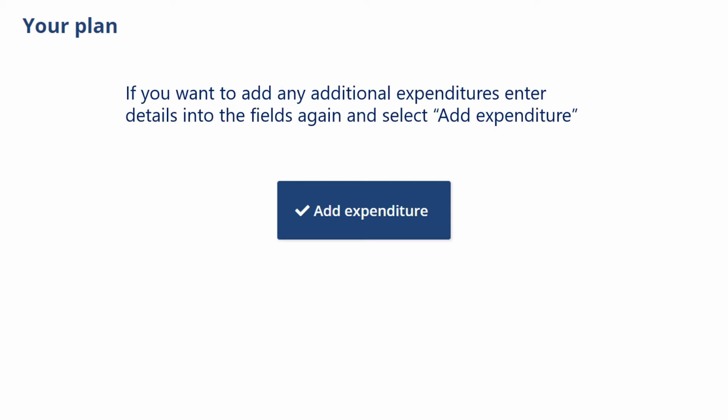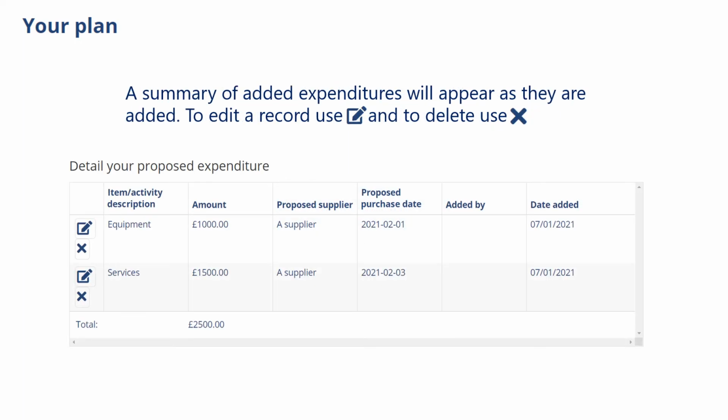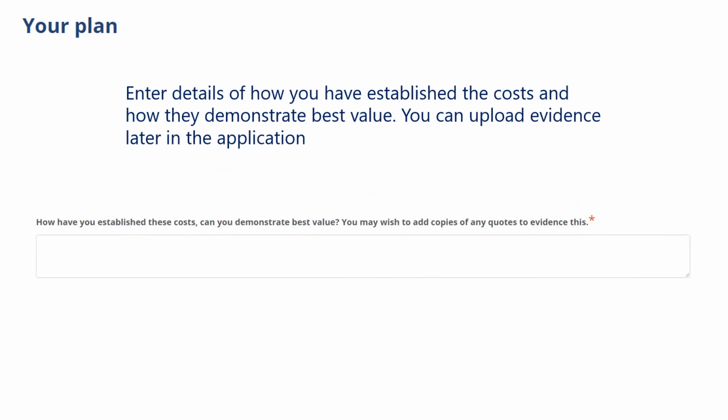If you want to add any additional expenditures, enter details into the fields again, and select Add Expenditure. A summary of added expenditures will appear as they are added. To edit a record, use this symbol, and to delete, use this one. Enter details of how you have established the costs, and how they demonstrate best value. You can upload evidence later in the application.